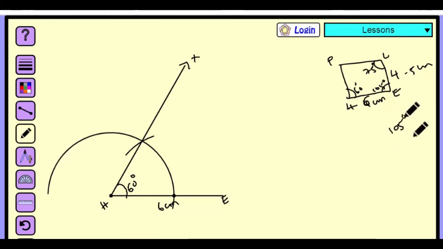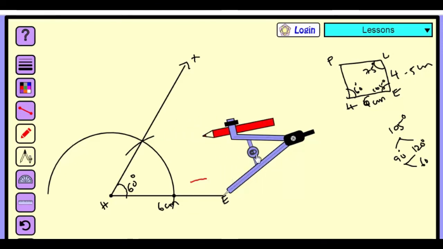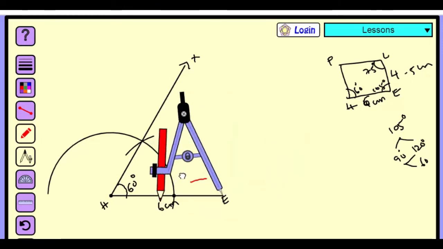So how will we get 105 degrees? We need to bisect the angle between 90 degrees and 120 degrees. Next, again, how will we construct the 120? We need to bisect 60 and 120, then you will get 90. So now let's go to the construction arc.